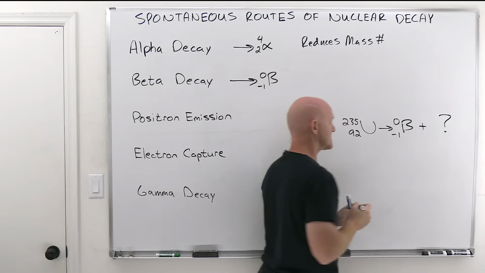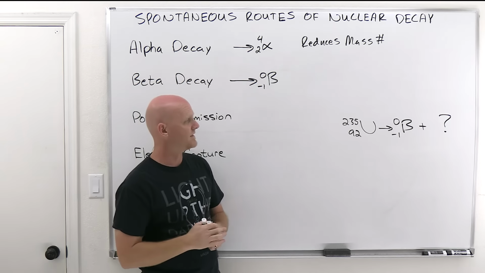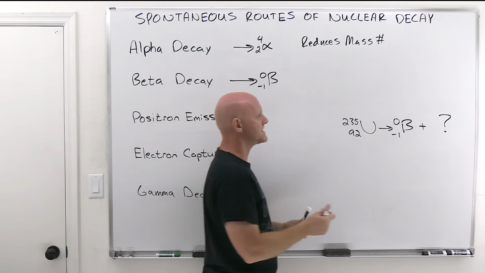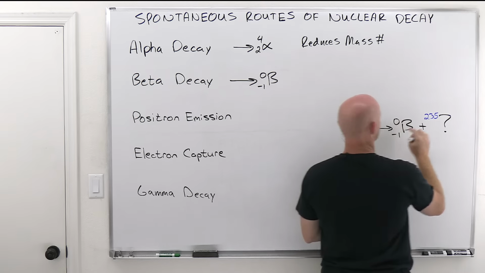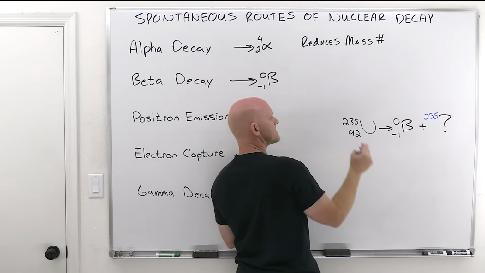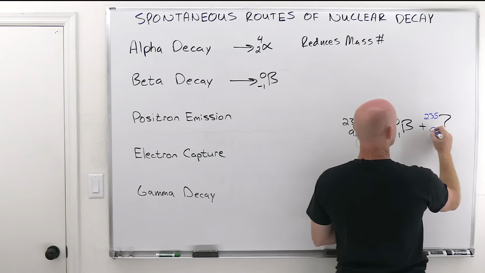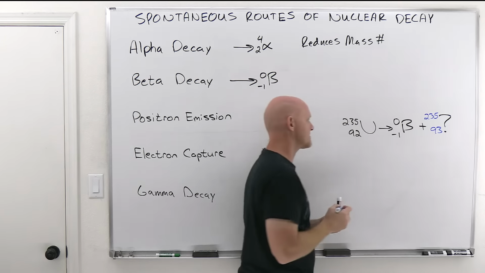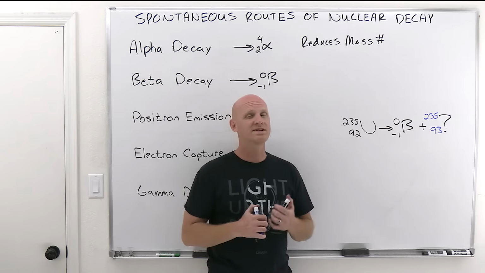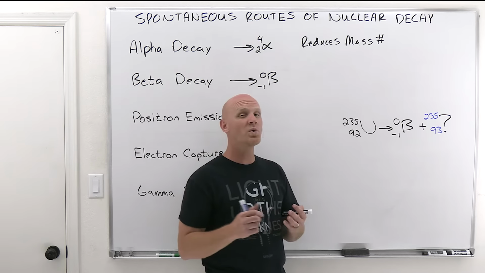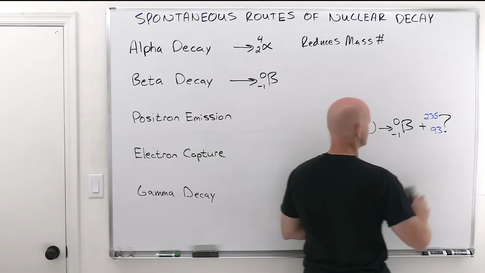And then again, asking ourselves, what's that mystery particle left? So balance the mass numbers yet again, and we can see the mass number over here has to be 235 as well. 0 plus 235 equals 235. But we can see that the atomic number needs to be 93, as 93 plus -1 equals 92. And if we take a look on the periodic table, atomic number 93 corresponds to neptunium.